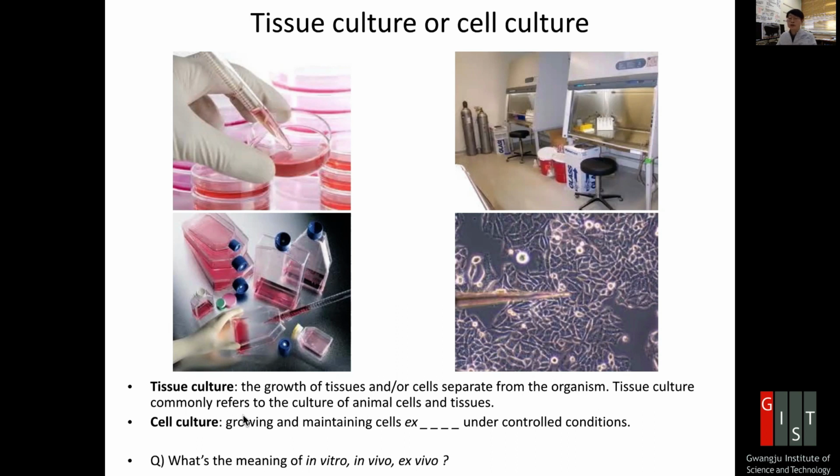Tissue culture commonly refers to the culture of animal-derived cells and tissues, while cell culture specifically means growing and maintaining cells under controlled conditions. Here, can you guess what it is? The answer is usually closed and ex vivo. Ex vivo means outside of a living body.